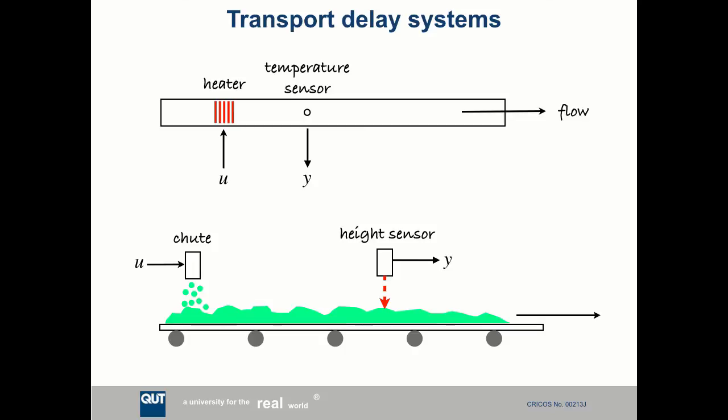Another example down the bottom is a conveyor belt. So I've got a chute which is trying to put a uniform layer of stuff on a conveyor belt. And I've got a height sensor somewhat down the track, right? So there's a delay between what I do with the chute and when I can detect what it's done. And so I need to design a controller that can keep this stable even in the presence of delay.